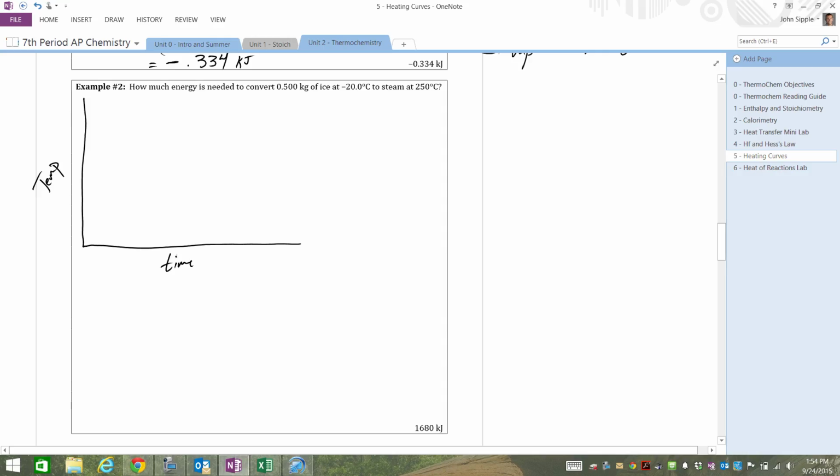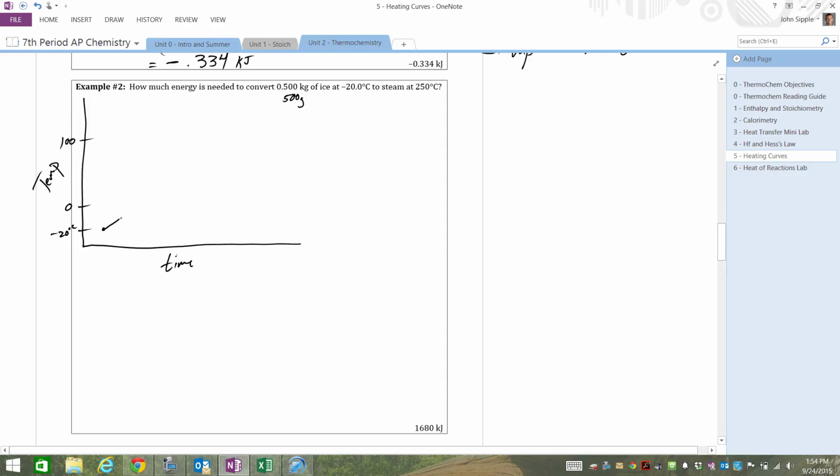All right, how much energy is needed to convert 0.5 kilograms? 0.5 kilograms is how many grams of water? 500, thank you. Nice job. 500 grams of ice, starting at negative 20 degrees C. We're going all the way up to 250, so 0, 100, okay?